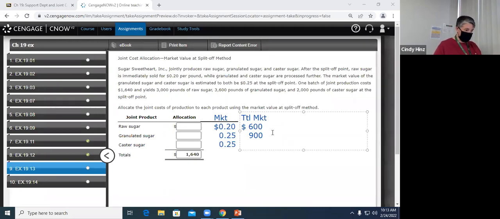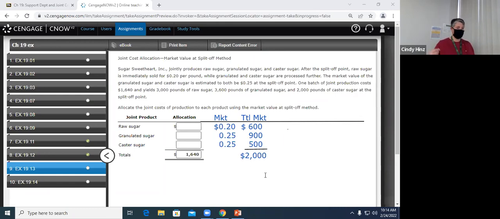2,000 pounds of castor sugar at a value of 25 cents per pound. That's a total of $500. So now we can total those to get our total market value. 600 plus 900 plus 500 is a total value of $2,000. So we're going to allocate the cost based on this total market value at the split off.